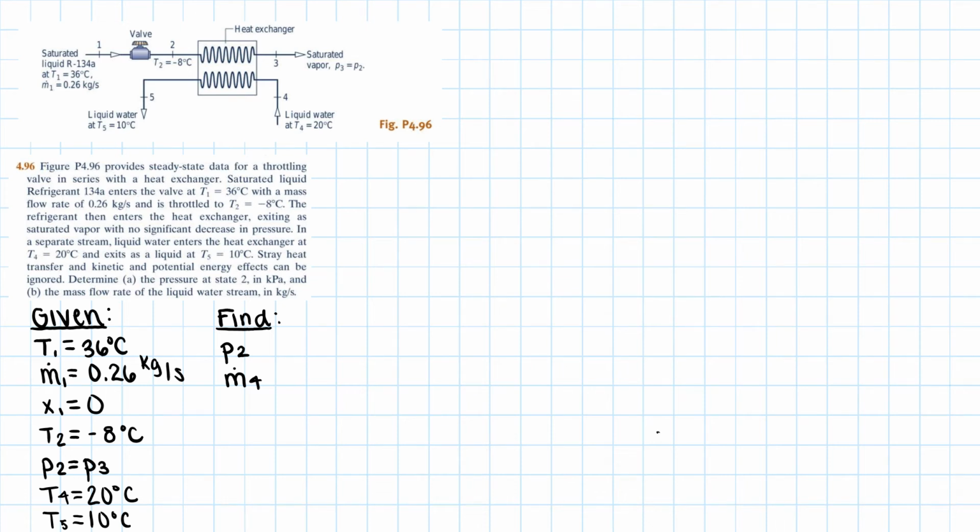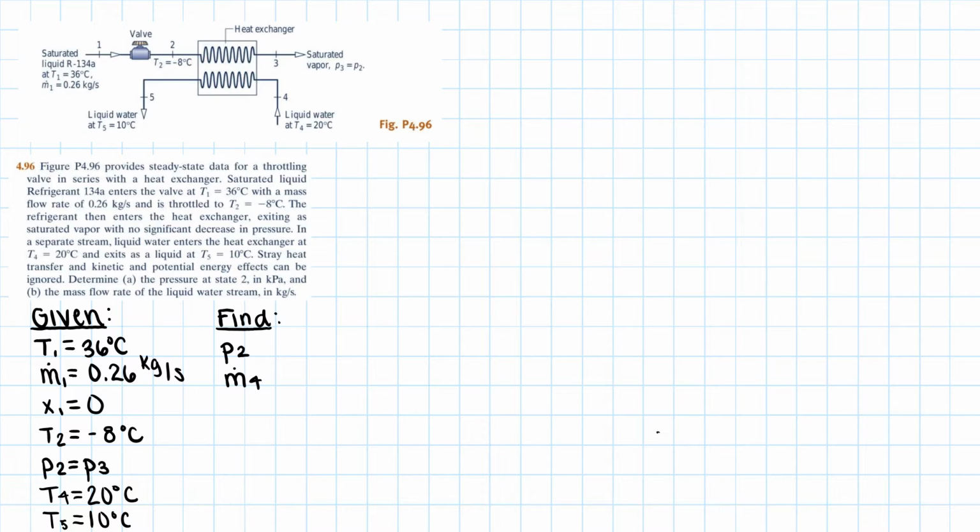Hi everyone, I'm going to work through an example problem from the textbook. This is an example of a system with more than one component. You can find this example as number 4.96 in the 7th edition of the textbook, and this problem includes a valve and a heat exchanger.